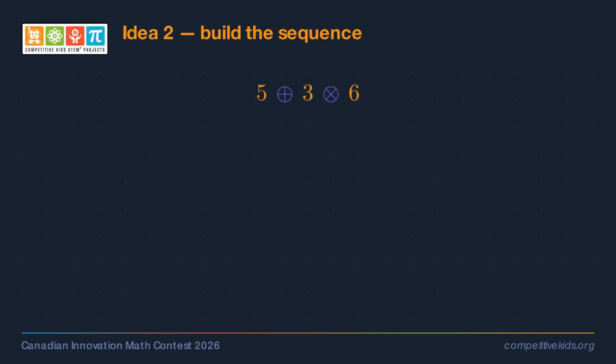5 plus 3 times 6. The start is 5. The step is 3. We need 6 terms. 5, 8, 11, 14, 17, 20. The sum we need is 5 plus 8 plus 11 plus 14 plus 17 plus 20.